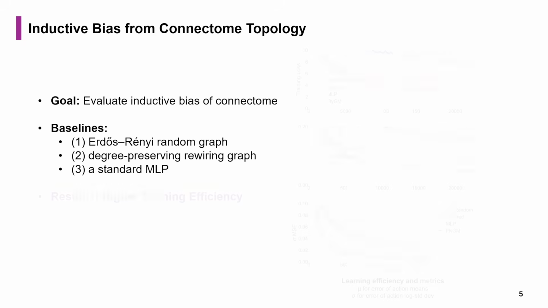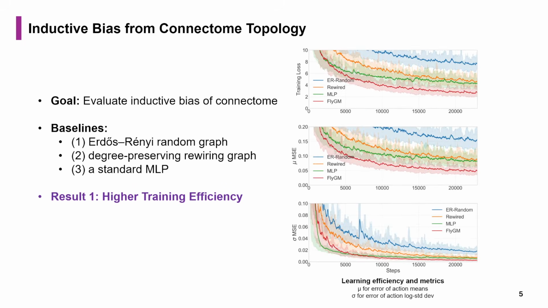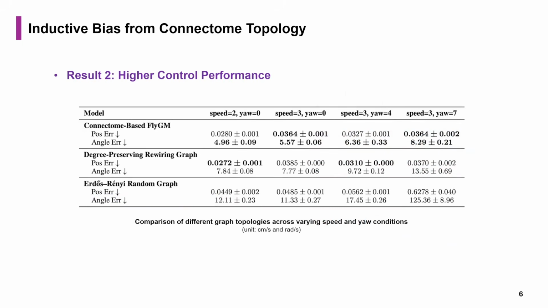The results are quite striking. On the right, you can see the learning curves. FlyGM converges faster and achieves a lower error on both the action mean and the log standard deviation during imitation learning. But the real test is the control performance table on the left.